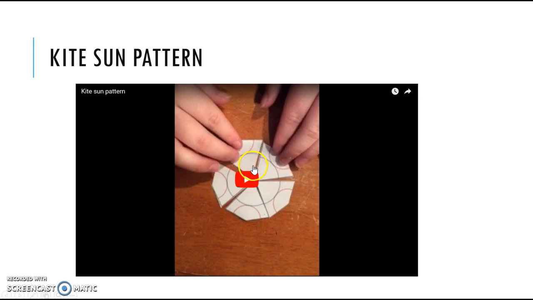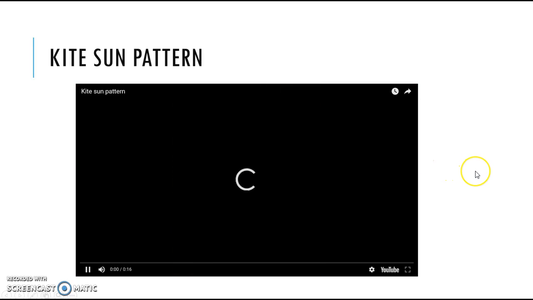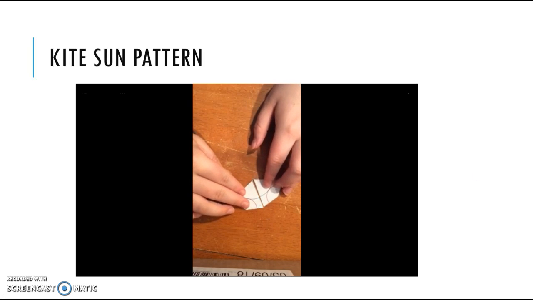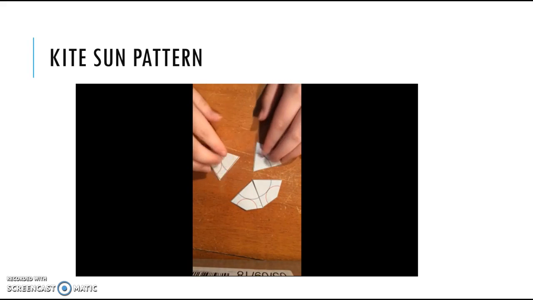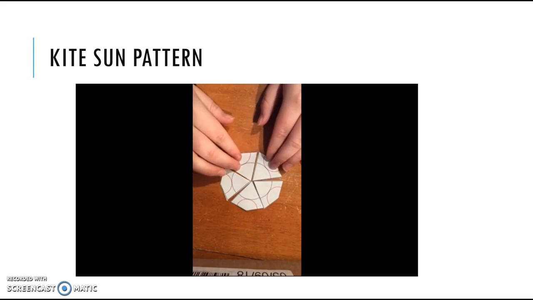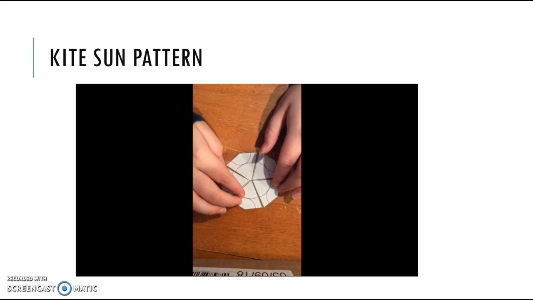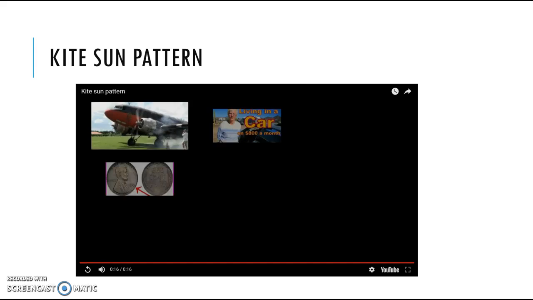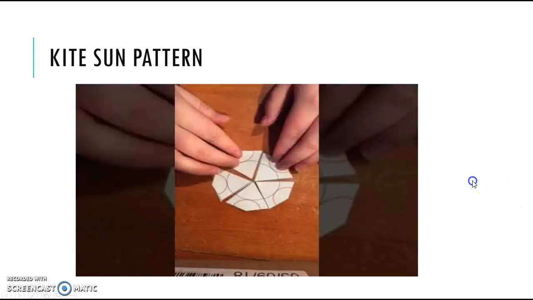Now this is the sun pattern using the kites. So again, we line up the blue circles, or we're going to create a circle with the blue lines. And again, you see this pentagonal symmetry here, and the creation of that sun pattern.